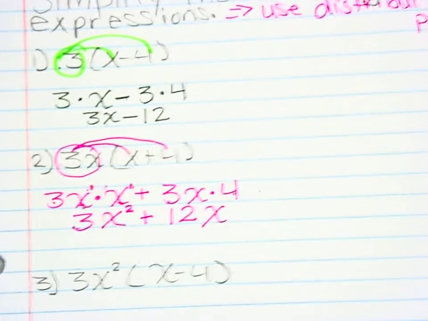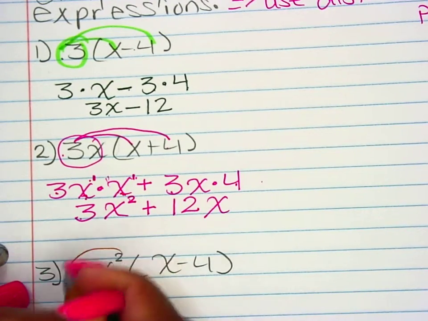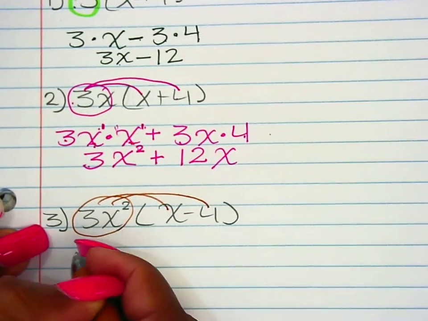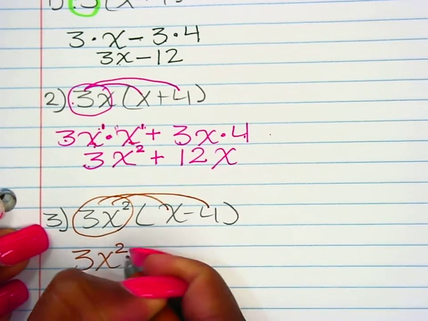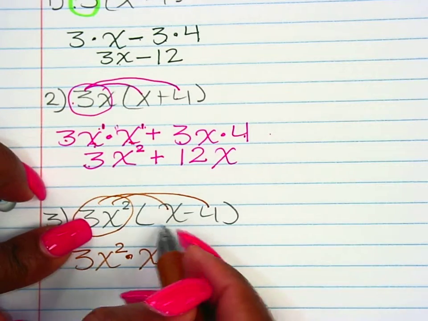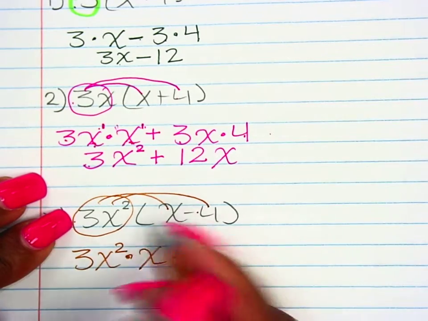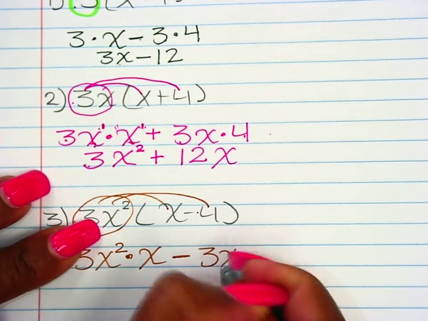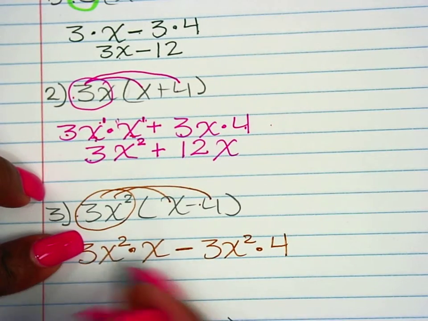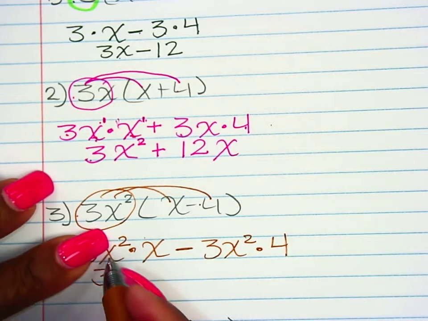Going to number 3. Same process, applying the distributive property. So I take 3x squared, distribute it to each term within the parentheses. So I have here 3x squared times x. Then I have here, that's a negative and this is a positive, so that'll be a negative. Positive times negative is negative. So I have here 3x squared times 4. Now I have 3 and I have no other constant here besides the one which we don't write, so just write 3.